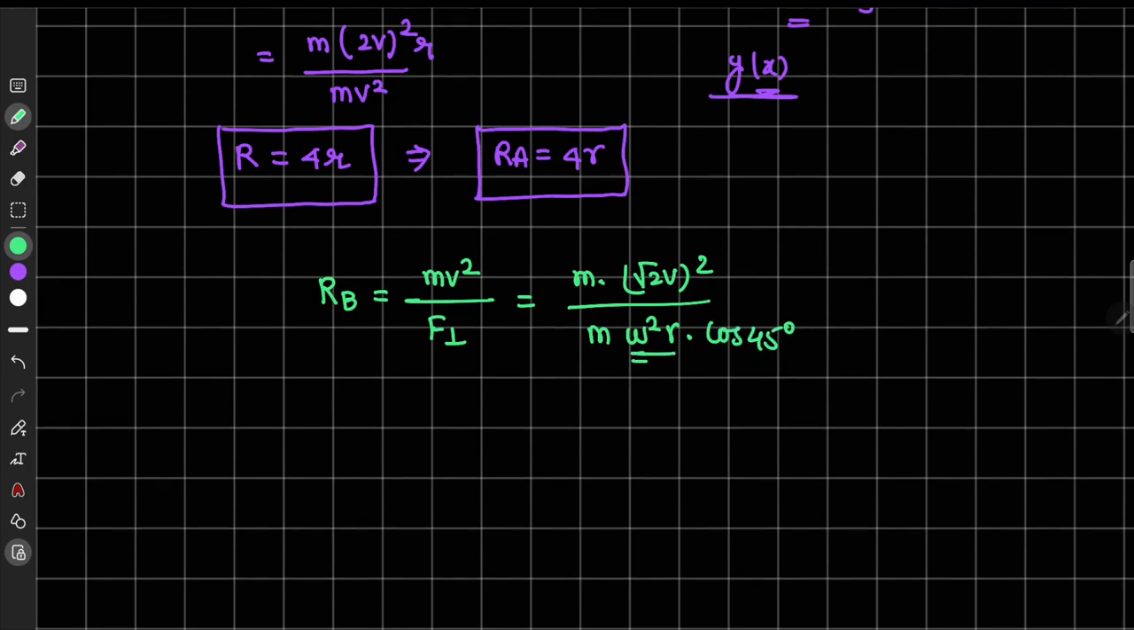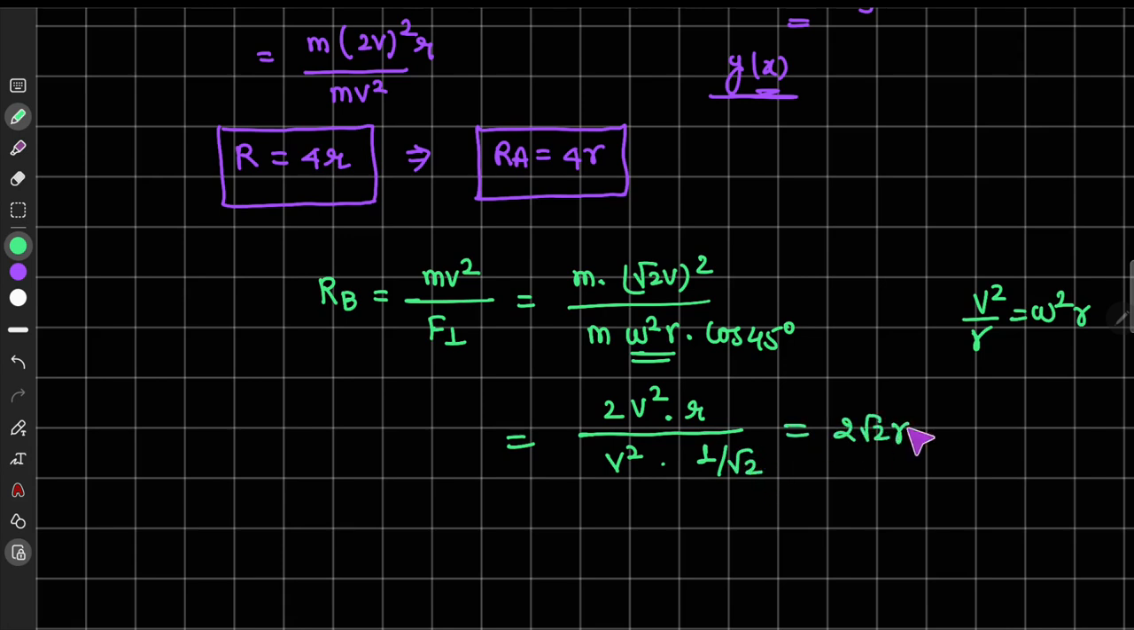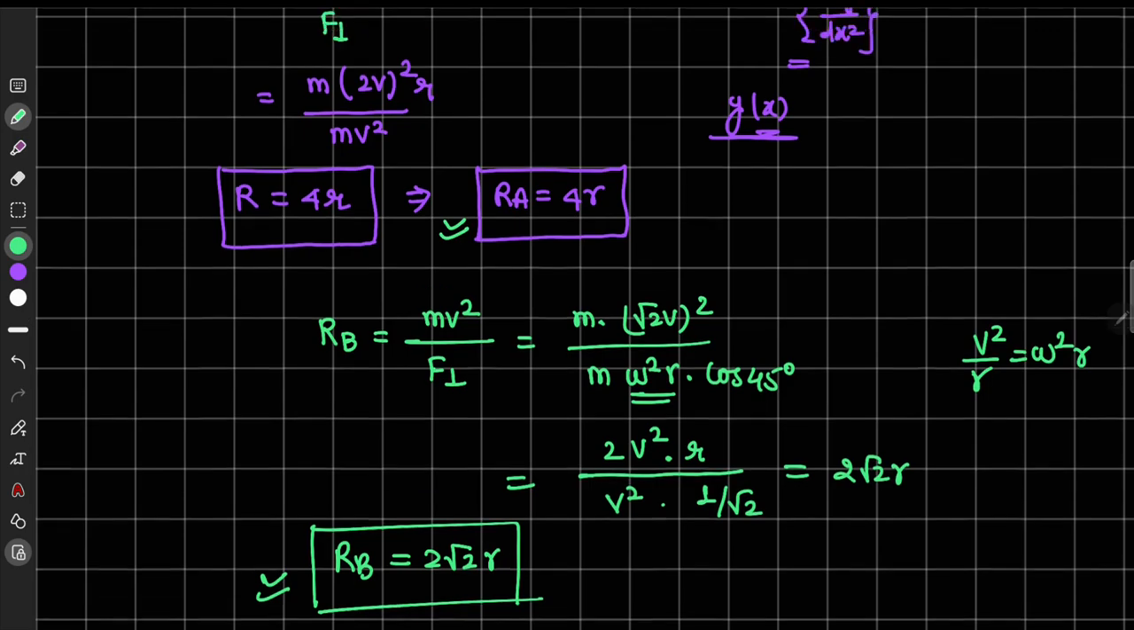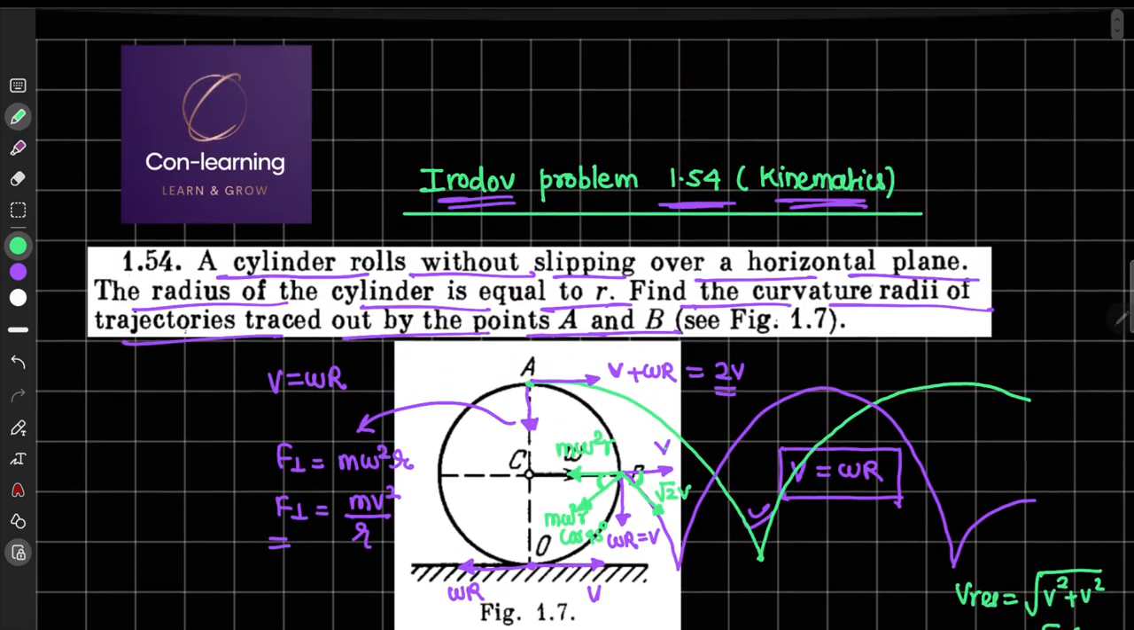And here omega square r we can write as v square by r, because omega r is equal to v. So from here we get 2 times v square, divided by v square by r into 1 by root 2, so we get 2 root 2 r. So the radius of curvature at point B is 2 root 2 r, and this is the radius of curvature at point A. I hope the entire procedure is clear. Thank you.